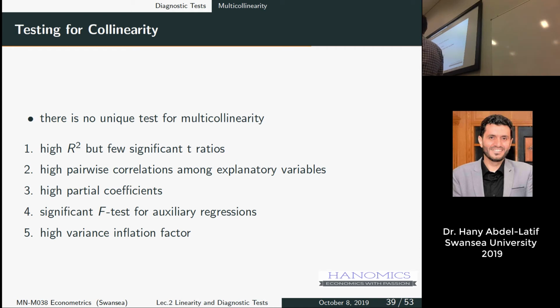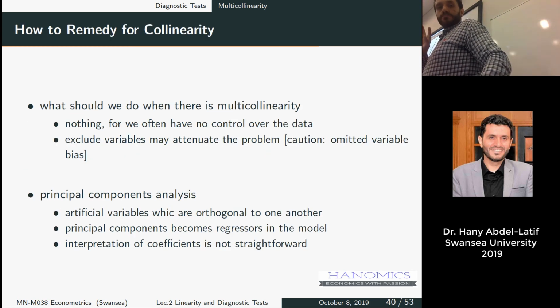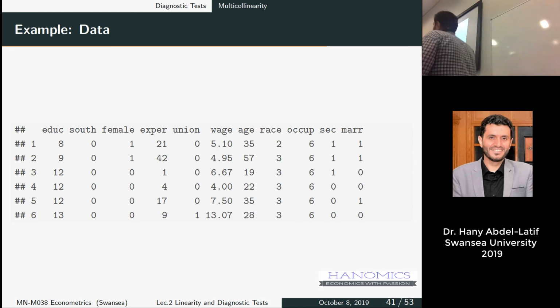a problem with multicollinearity. You could look at the correlation between x's and see which two of your variables are correlated. Or you could do some sort of auxiliary regression, where you regress one of the x's, the one that you suspect is causing the problem, on the other x's. Or you could look at something called the high variance inflation factor. So let's not just talk about it, let's see it in practice.